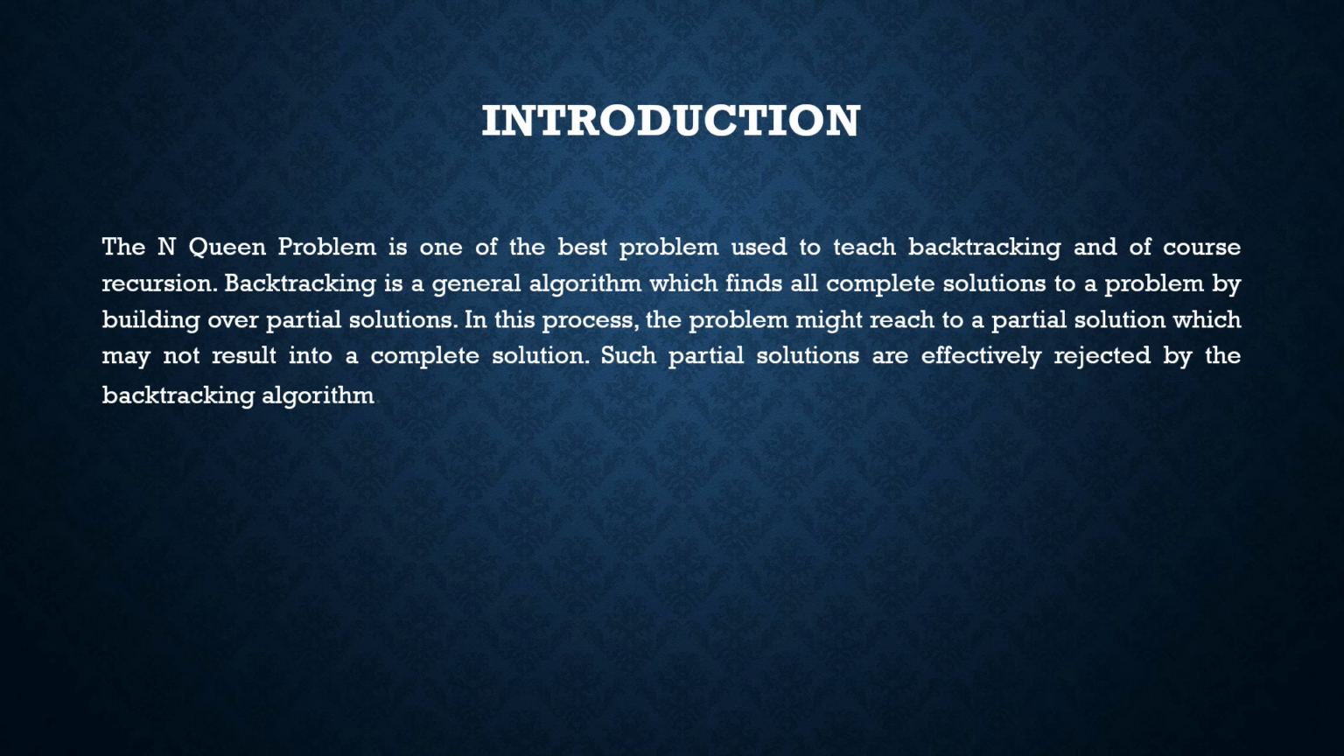Backtracking is a general algorithm which finds a complete solution to a problem by building over partial solutions. In this process, the problem might reach a partial solution which may not result in a complete solution. Such partial solutions are effectively rejected by the backtracking algorithm.